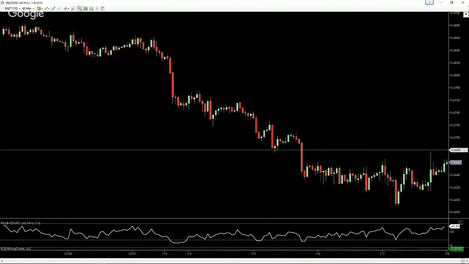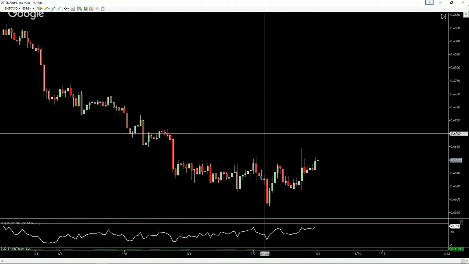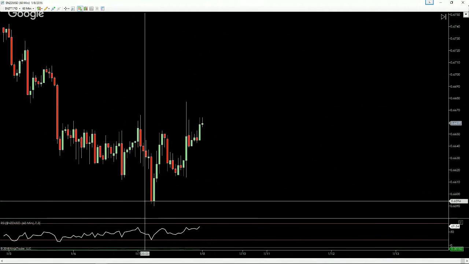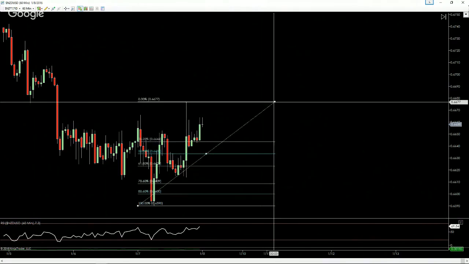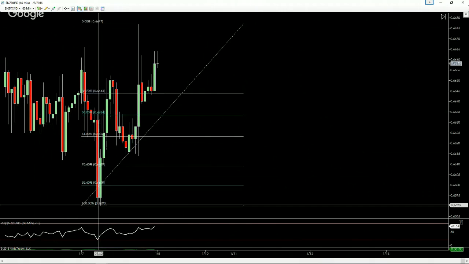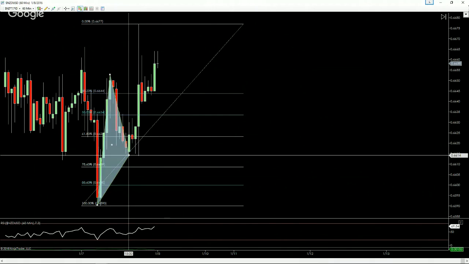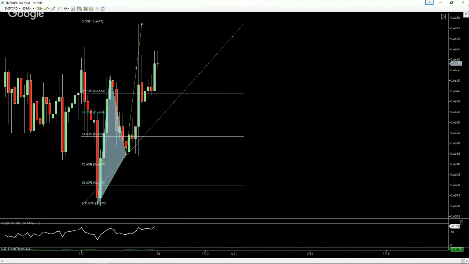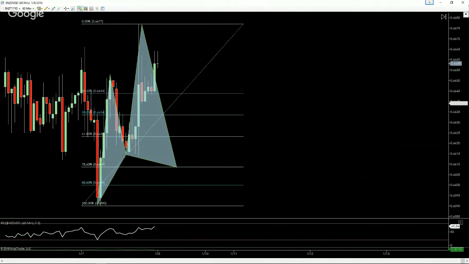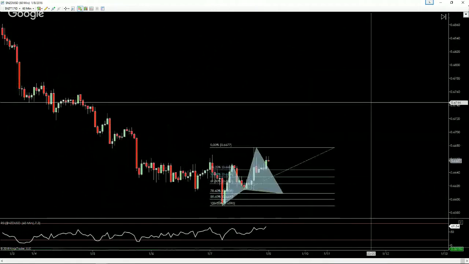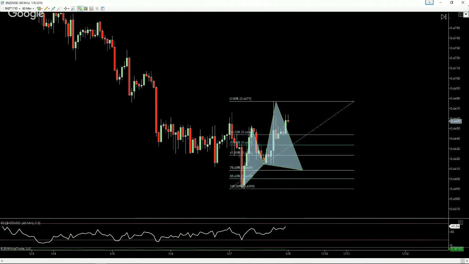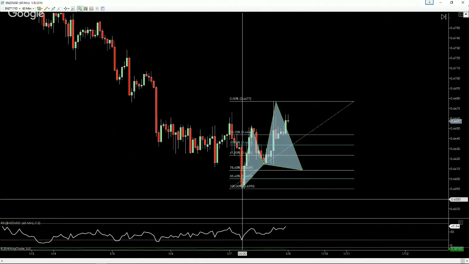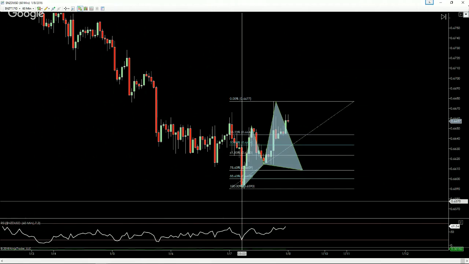If we go to our 60, I believe that's Cypher. Yes. Okay. So on the 60-minute, there is a possible Cypher pattern right there. Our completion is at the 786 level. Then the stop is probably going to be around the 65.80s, and you want to go a little bit below that, so around the 65.78, just because 80s is the even handle number that we do want to avoid.